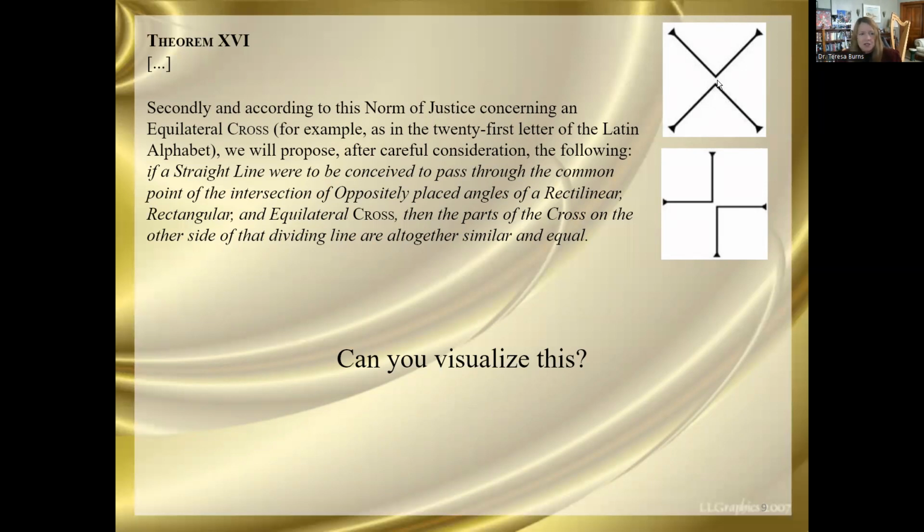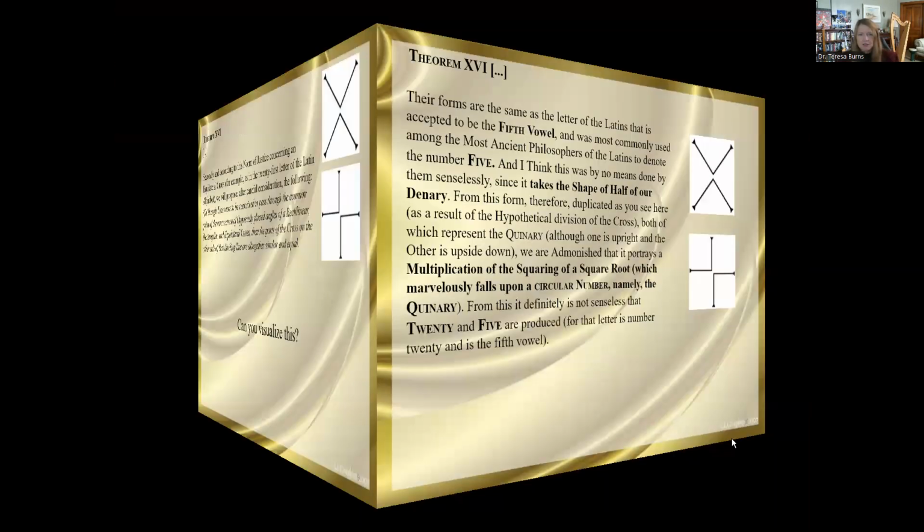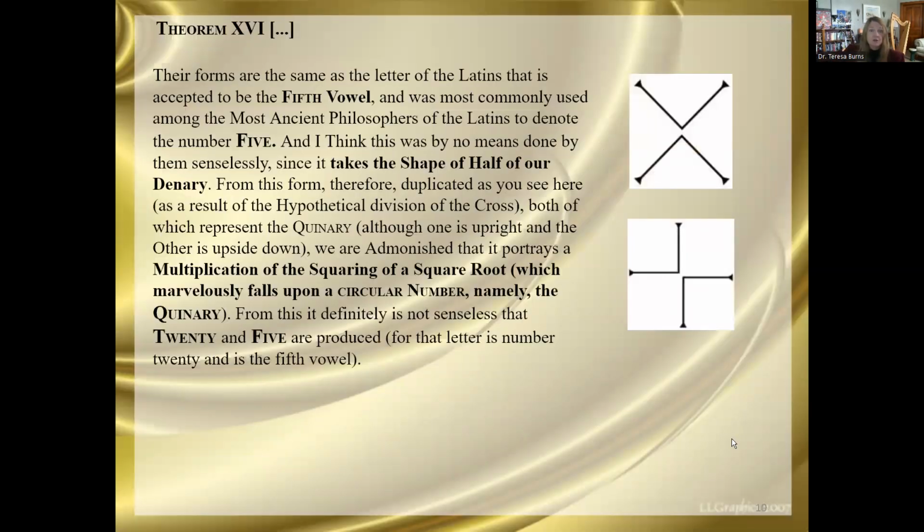If it passes through the common point of the intersection of oppositely placed angles of a rectilinear, rectangular, and equilateral cross, then the parts of the cross on the other side are altogether similar and equal. If you can visualize that, awesome. You're not going to have trouble with the rest of this theorem in part 2, which we'll get to in the next video.